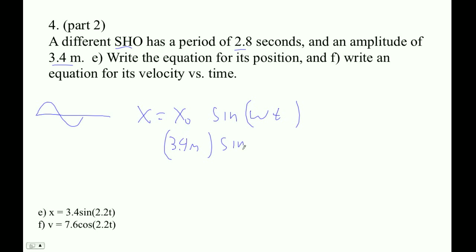Okay, sine of, and then omega is going to be, it does it every 2.8 seconds, right? So omega is 2 pi divided by 2.8, right? So 2 times pi divided by 2.8, 2.24399 radians per second. Now, the sad thing is that we have two sig figs, right? So presumably we'd say 2.2.